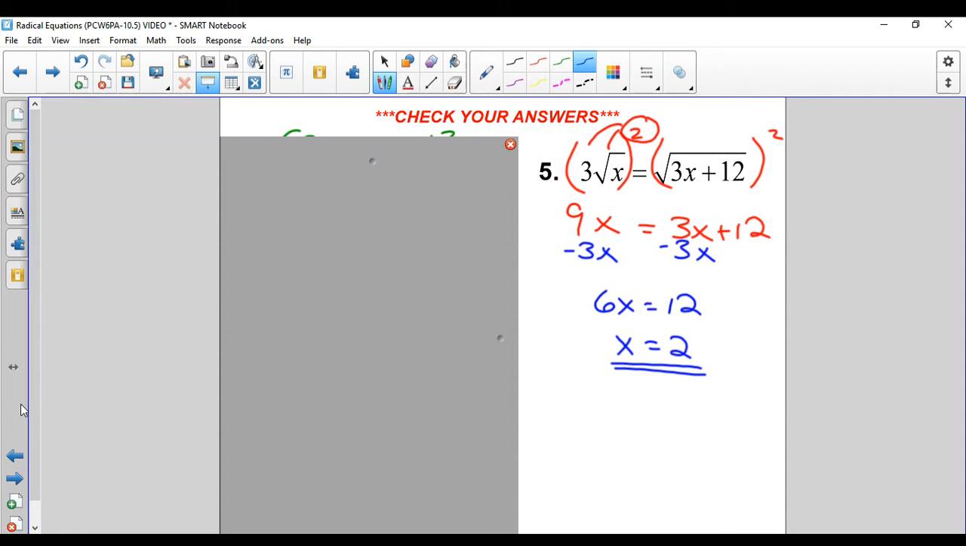Possible solution there, double check your answers. All you need is positives on each side and underneath the radicals. Positive 2 underneath the first radical, you're okay. We get a positive 18 under there, we're okay. This answer checks out, we're good to go. Okay, that's it for level 2.